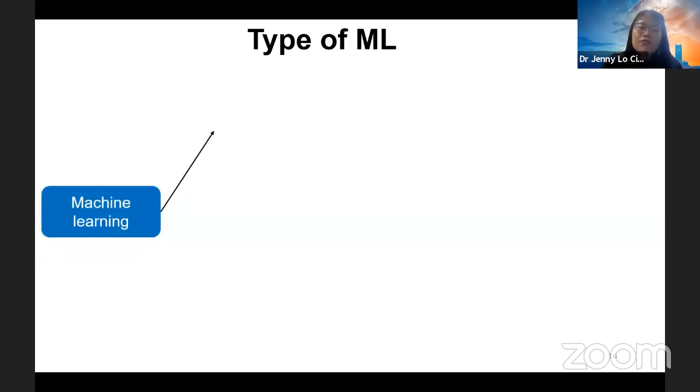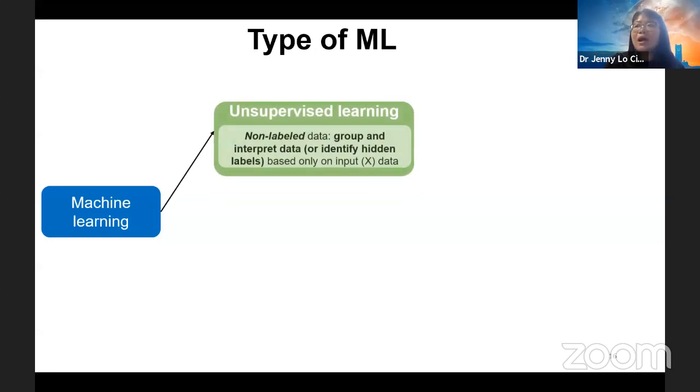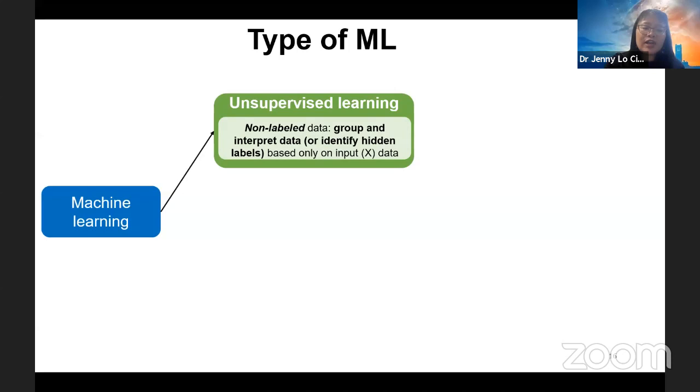So there are several major types of machine learning that I want you to know. The first one is called unsupervised learning. Unsupervised learning usually refers to non-labeled data. What do I mean by non-labeled data? I mean, usually you only have tons of X. You don't know Y. So usually with this type of data, you don't have an outcome. You don't know what happened. You just have a bunch of X.